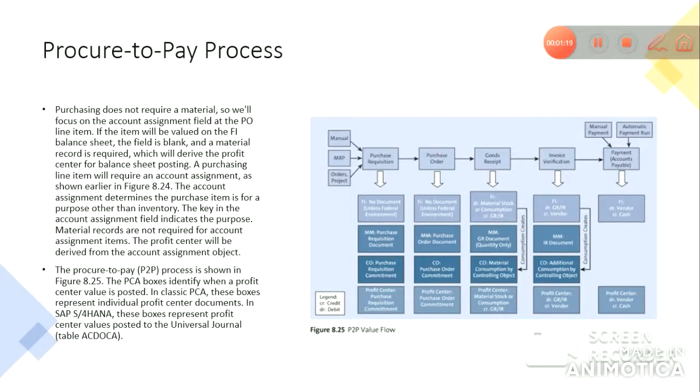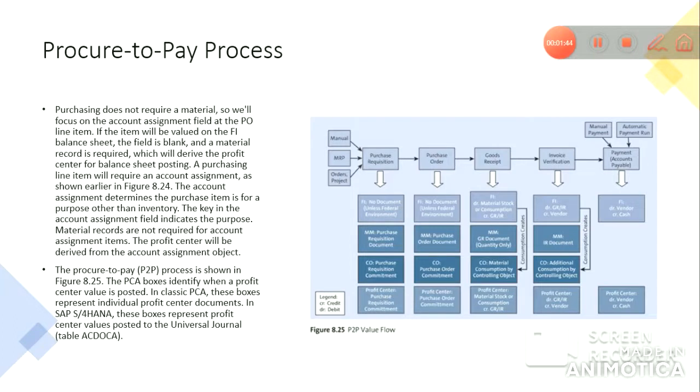Procure to pay process. Purchasing does not require a material, so we will focus on the account assignment field at the PO line item. If the item will be valued on the FI balance sheet, the field is blank and a material record is required which will derive the profit center for balance sheet posting. A purchasing line item will require an account assignment as shown earlier in the figure.